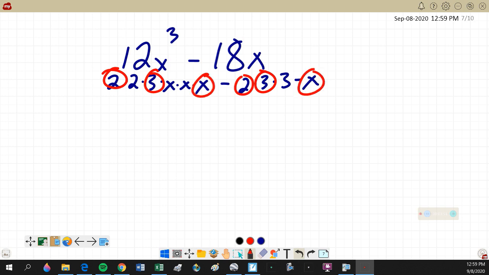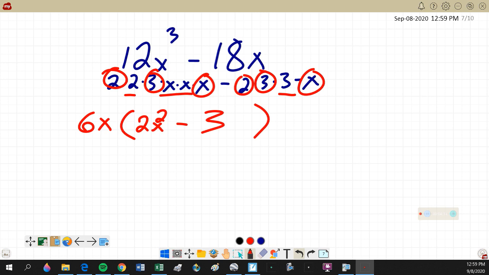Wow. That was interesting. So, what do I pull out? A 2 times a 3, which is 6, and an x. And then what's left over? 2x squared minus 3.